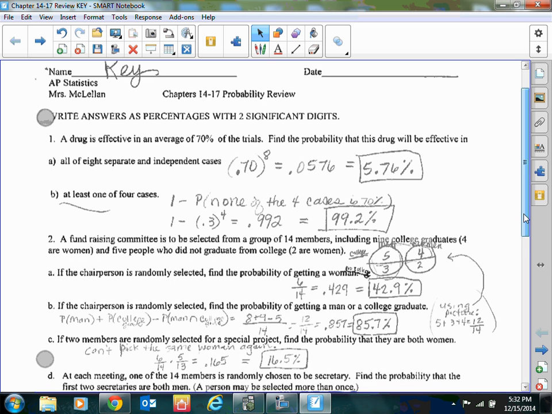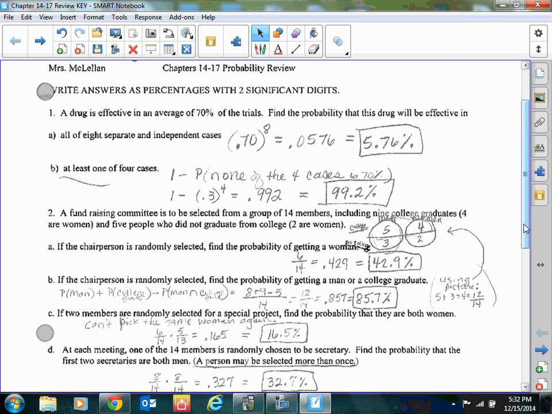Okay, so number one, you want all 8 of these drugs to be effective with a 70% chance of being effective. That means all 8 of them are of the 70% that are effective. So when you do 0.7 to the 8th power, you end up with 5.76%.